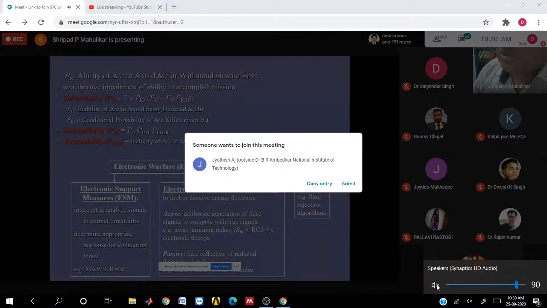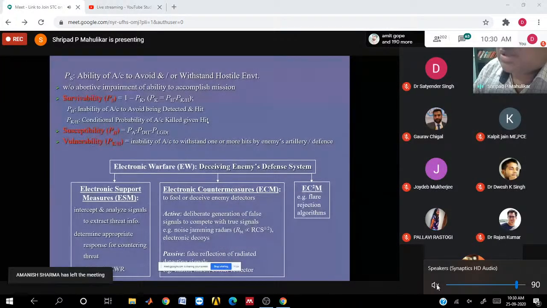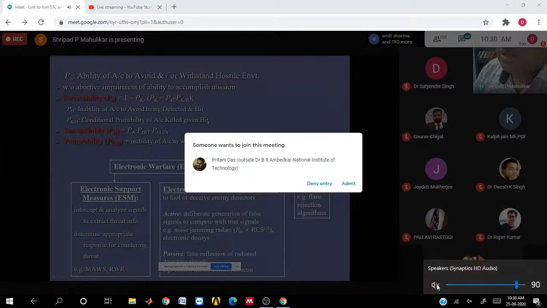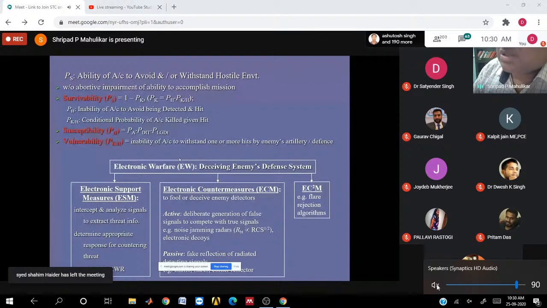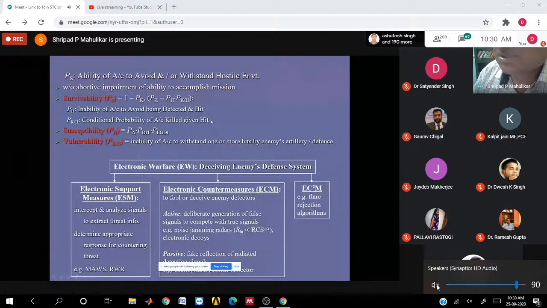For example, in a helicopter, would any participant like to help me: which is one of the most vulnerable parts of a helicopter? Anybody working on helicopters will confirm that the tail rotor is one of the most vulnerable parts. If the tail rotor is damaged, then the helicopter is almost not available. So we need to identify the mission critical components and either shield them or provide redundancy, so that even if one fails, the other is available.